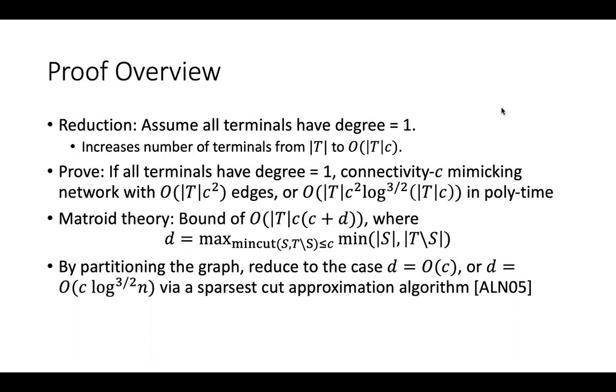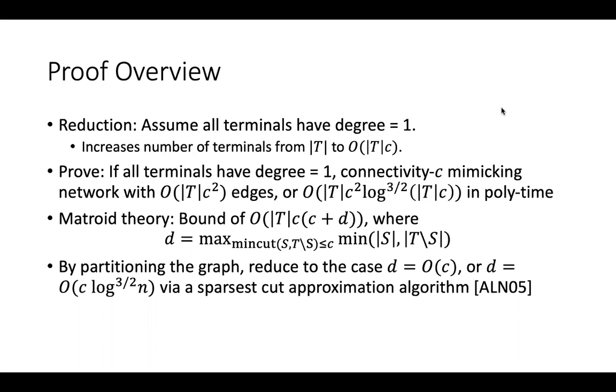The proof of this main claim has 2 steps. The first step is to use ideas from matroid theory, or representative sets of matroids, to show a bound of t, C choose C plus d, where d is the largest number of terminals on the smaller side of a min cut of size at most C. So here, it's like a max over the min cut between S and T minus S in the graph G, of size at most C, of the smaller of the 2 sides.